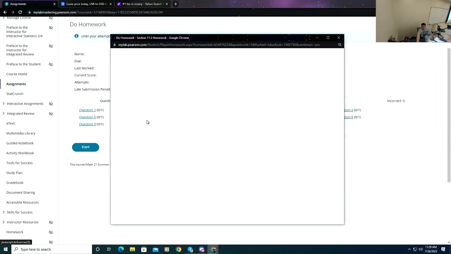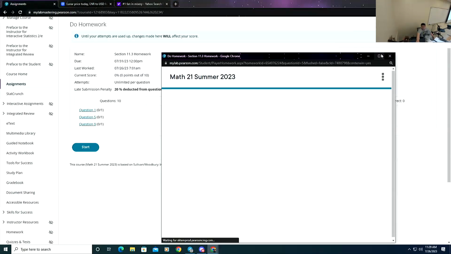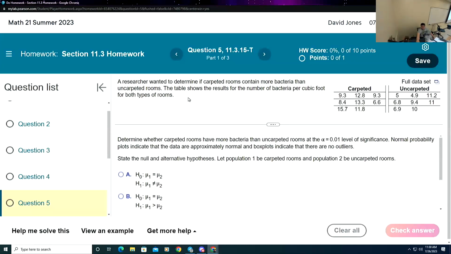Let's go to number 5. So number 5 is a researcher wants to determine if carpeted rooms contain more bacteria than uncarpeted rooms. This table shows the results for the number of bacteria per cubic foot for both types of rooms. I'm not going to write down the full data set, but I'm going to write down the problem number so we have it in our scan notes. 11.3 number 5 is uncarpeted rooms.